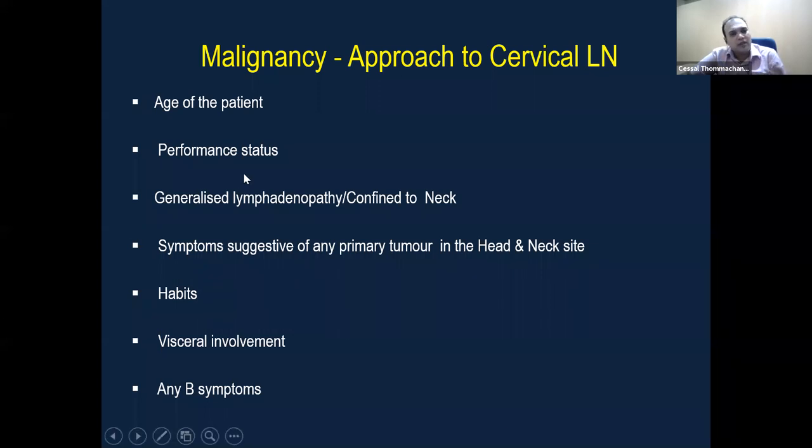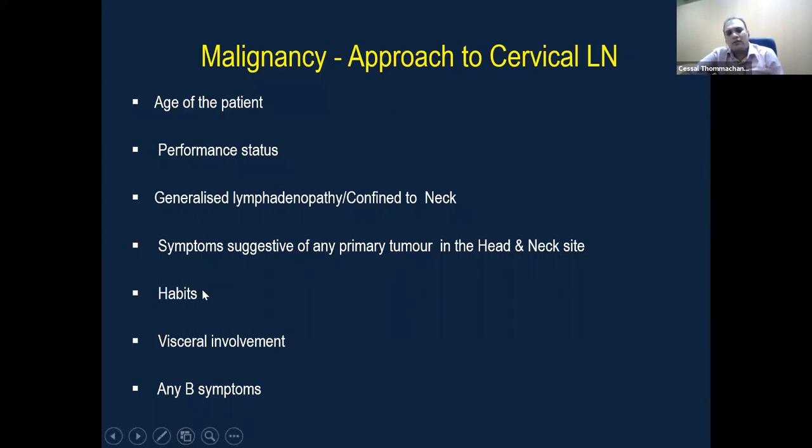Performance status is very important for any malignant problem, because this is one of the factors which determines the prognosis and also the compliance to the subsequent treatment. Now, when you have a generalized lymphadenopathy, you think more of lymphoma or leukemia, and if it is confined to the neck, it may be a squamous cell carcinoma or it may be a lymphoma.